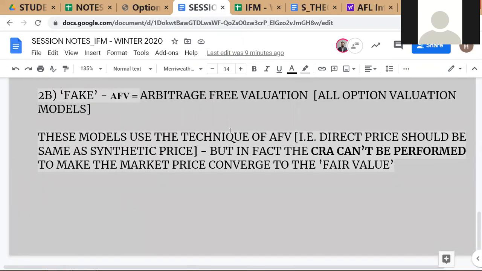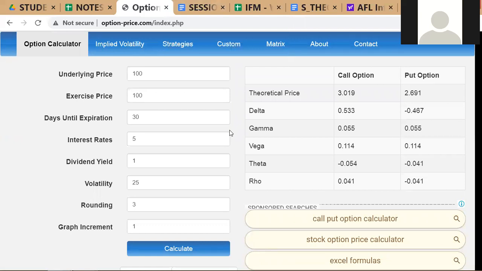Okay. Just a quick quiz. So if my vol estimate is my subjective projection about what will happen, that the vol for the next 30 days is 25, and I'm getting a fair value estimate of $3, and the actual market price is $5. So my question here is, what can we say about the implied vol here? Is the implied vol higher than 25 or lower than 25 for this option?